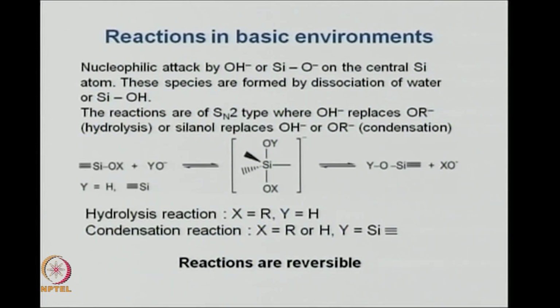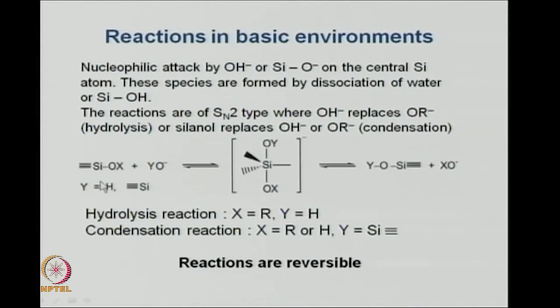Now, in a basic environment, you will have nucleophilic attack by the hydroxyl group or SiO minus on the central silicon atom, and these species are formed by dissociation of water or silanol groups. These are bimolecular reactions, SN2 type reactions, where OH minus replaces OR minus. So, that is a typical hydrolysis, or it can be condensation reactions.